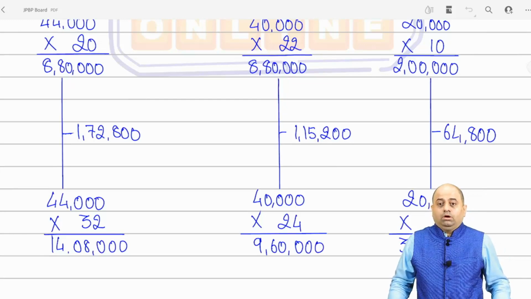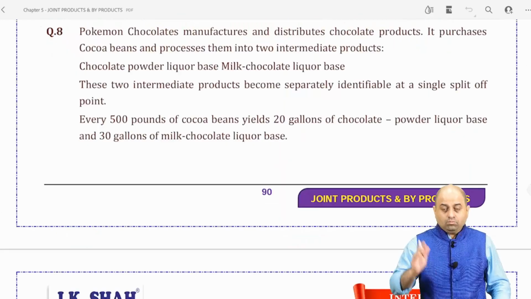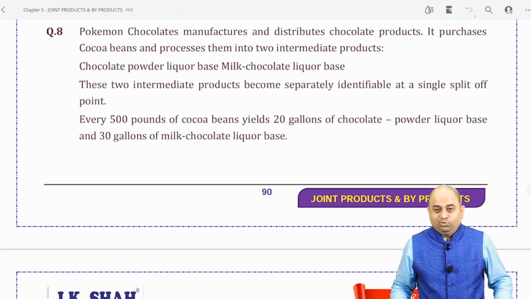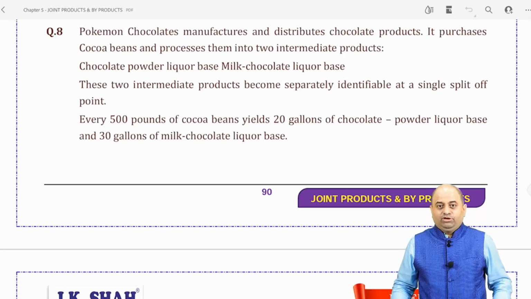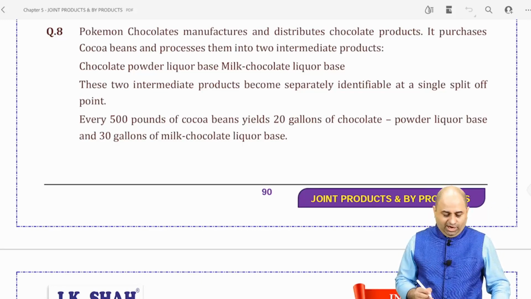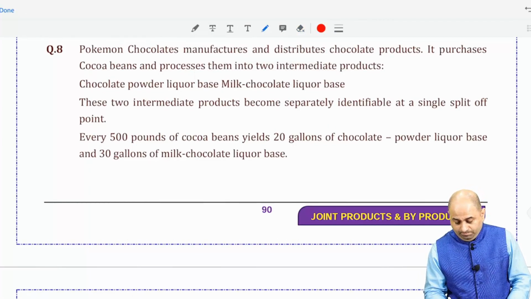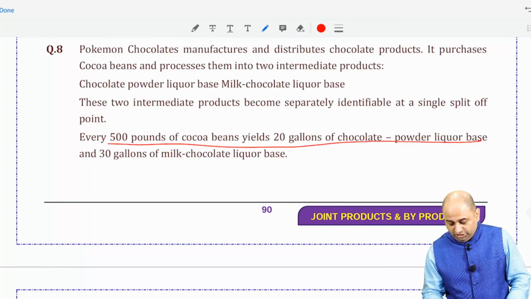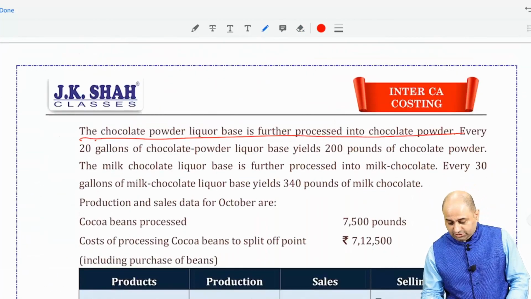Now we will move on to question number 8. And the moment you look at this, you read the word Pokemon. Of course, apart from other thinkings that you have, you realize that it was a huge question. We are told, rather we were given details like every 500 pounds yields this, and then 20 gallons yield this, 30 gallons yield this.